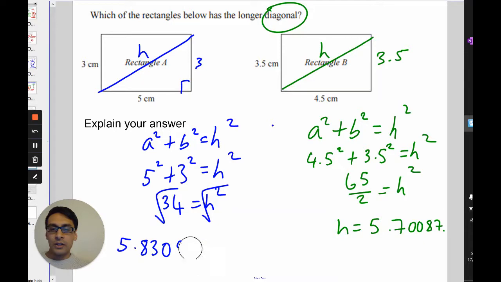So in this case I actually didn't need to be that accurate. You can obviously see that the blue diagonal is slightly bigger, 5.8 compared to 5.7. Okay, when it comes to explaining your answer, you can say that you're using Pythagoras. You can say that there's a right angle triangle being formed and we're looking for the longest side.